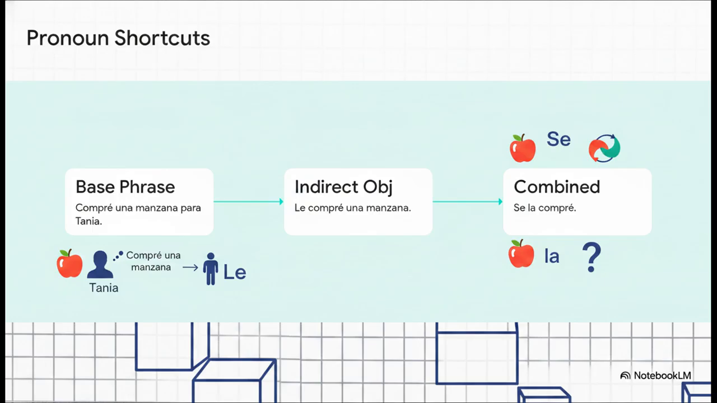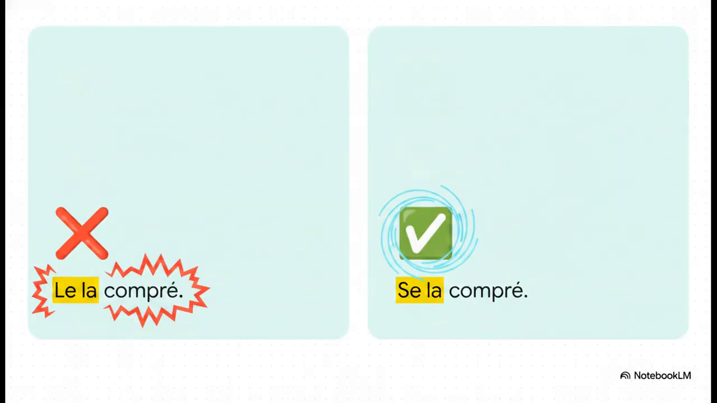So far, so good. Now, step 3, let's replace manzana, the apple, with the direct object pronoun la. Following our golden ID rule, we'd expect it to be le la compré. But it's not. It becomes se la compré. The le has mysteriously morphed into a se. So what's the deal here?